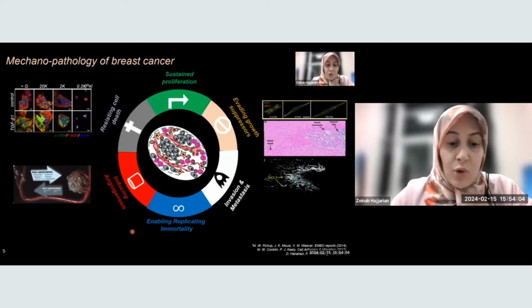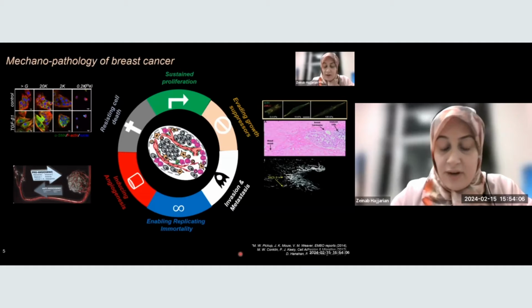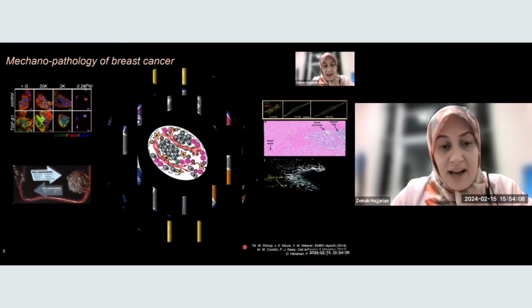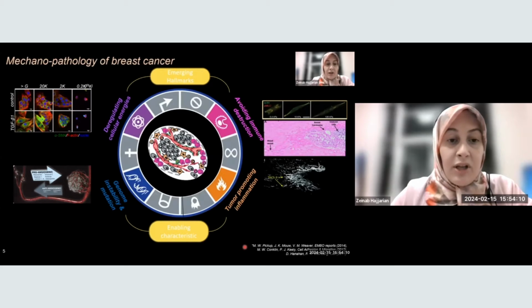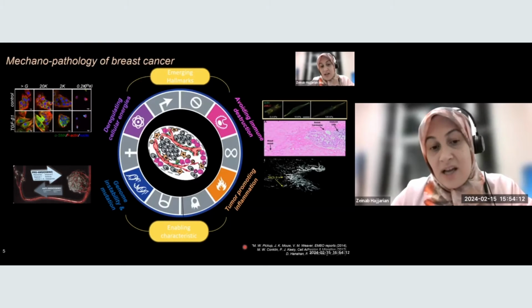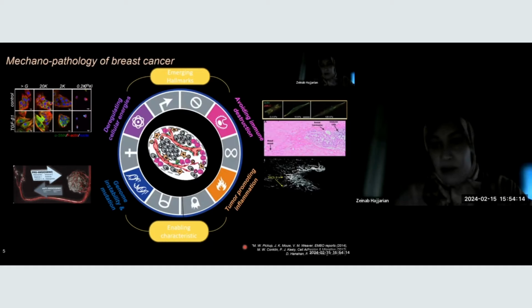And then more recently, so these are studied well, but more recently, there has been the emergence of newer enabling hallmarks of cancer, such as evasion from the immune response.